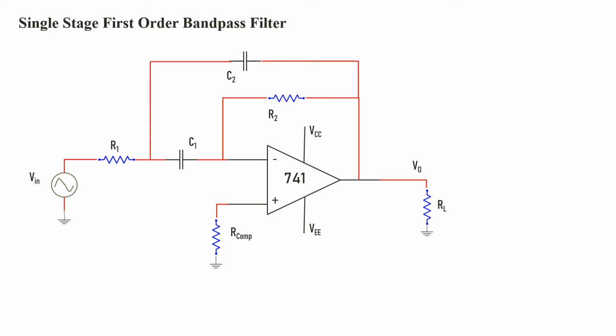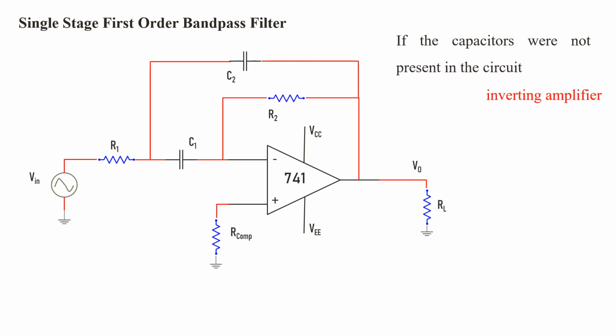Taking the example, if the capacitors C2 and C1 were not present in the circuit, then the circuit would simply act as an inverting amplifier. In this case, we have considered the input connected to the inverting terminal only for simplicity of the analysis; we can consider it in the non-inverting configuration also. Now how are the lower cutoff frequency and higher cutoff frequency achieved? For this, two conditions are going to be satisfied.